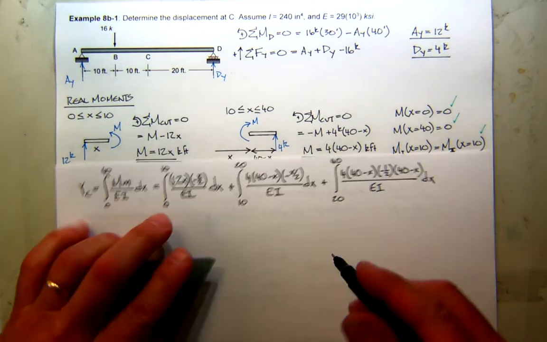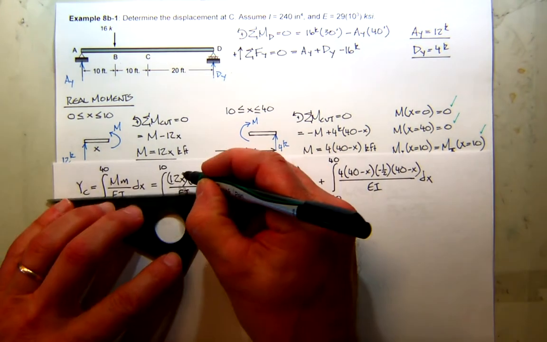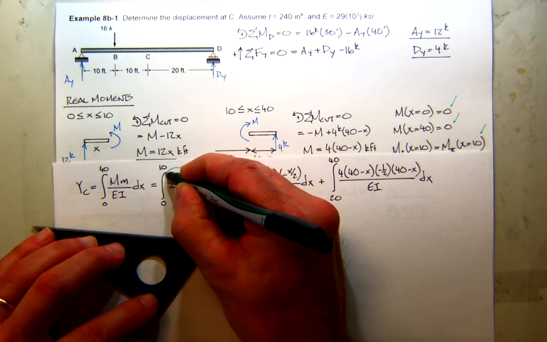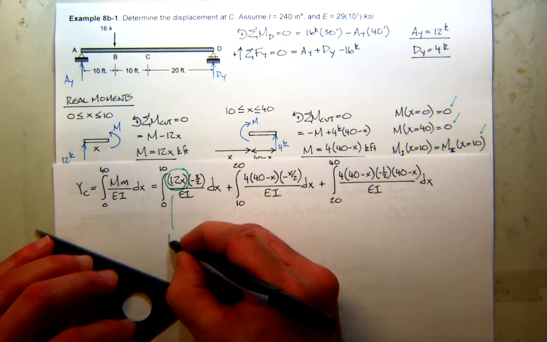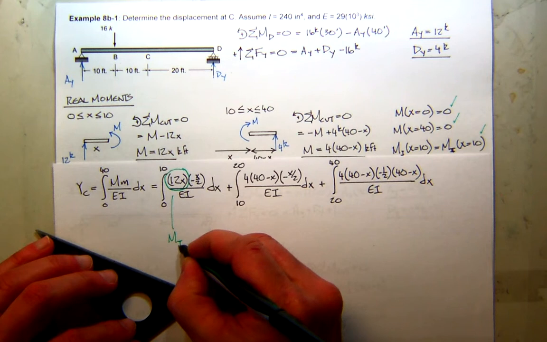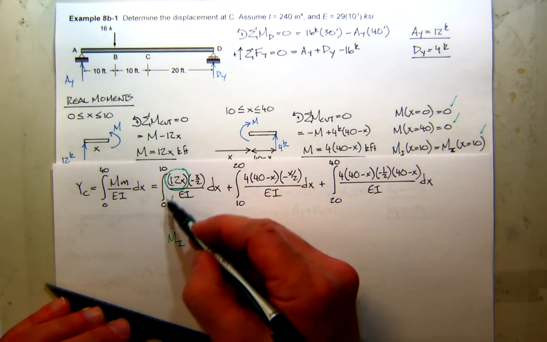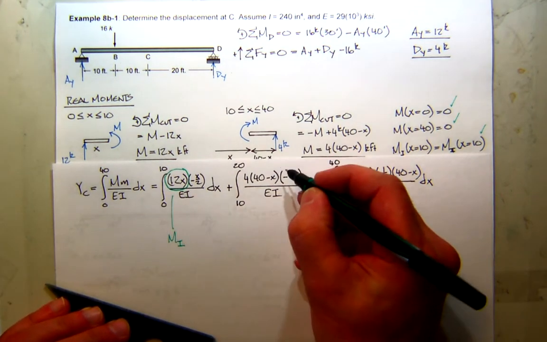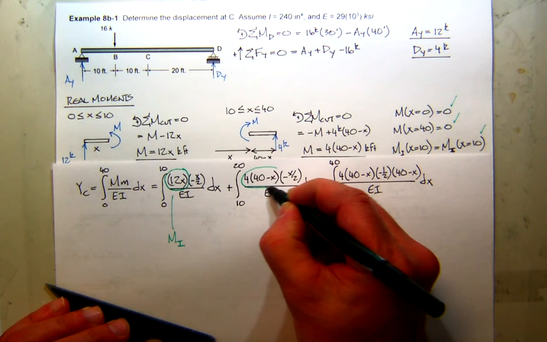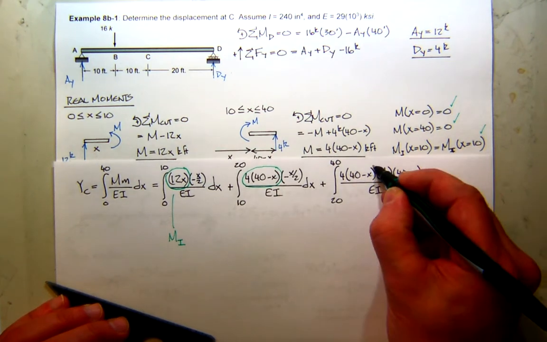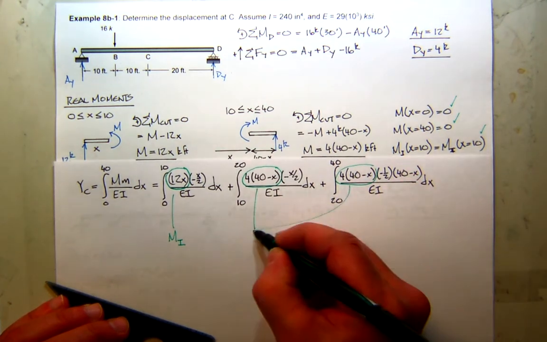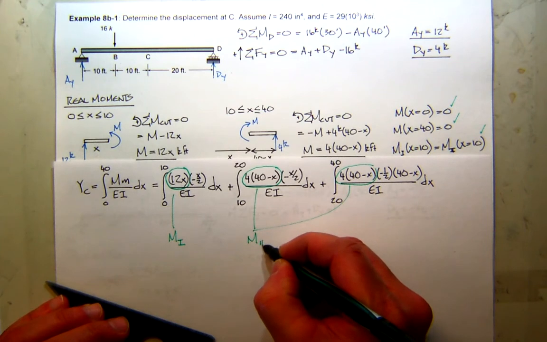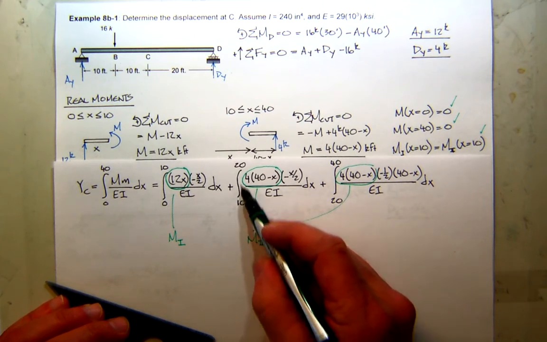So that term right there, right? That's the real moment from section 1, which is only valid from 0 to 10, right? You'll notice that this one and this one are the same. That's the real moment in section 2. And it's valid from 0 to 40.